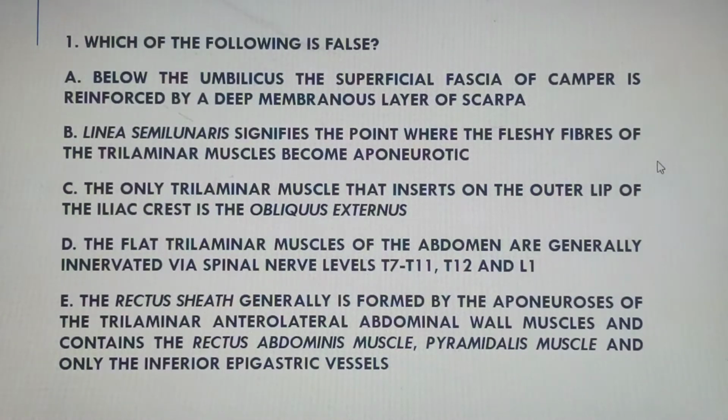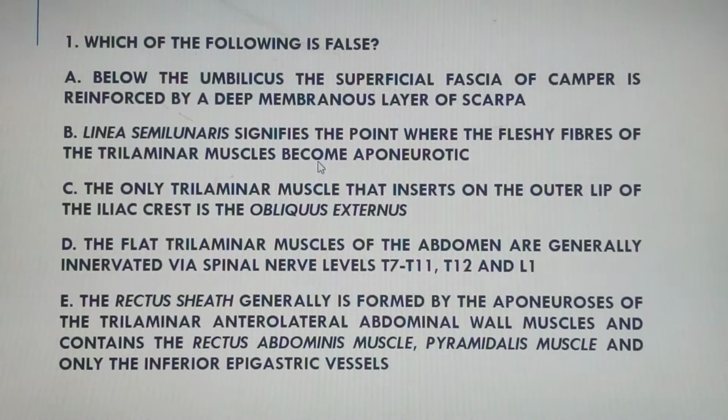Option number B says linea semilunaris signifies the point where the fleshy fibers of the trilaminar muscles become aponeurotic. This is also a very true statement. I will show you pretty soon. But get to know that on the anterolateral abdominal wall, we are going to have three flat muscles, and they form this trilaminar muscle. Now, from the lateral aspect, they're actually going to be fleshy fibers, but as they come toward the anterior aspect, they become aponeurotic, and this aponeurotic nature begins at the level of the mid-clavicular line.